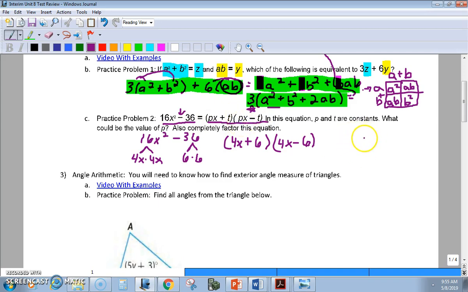In this equation, p and t are constants. That just means numbers. What could be the value of p? So just look at where that p is. It's p times x. It's the coefficient of x. So we know, oh, that didn't work really well with the purple last time. Let's change it to yellow. So we know that this is where that p was. So the answer is 4, right? What could be the value of p? That value is 4. All right, let me know if you have any questions. That was question 2.